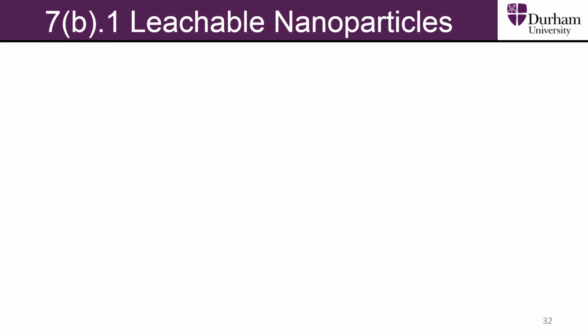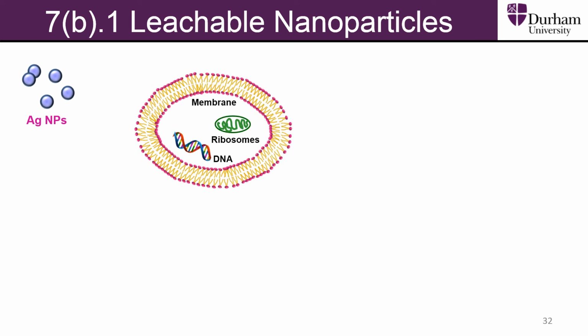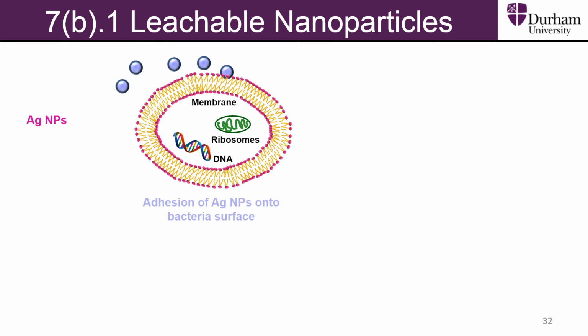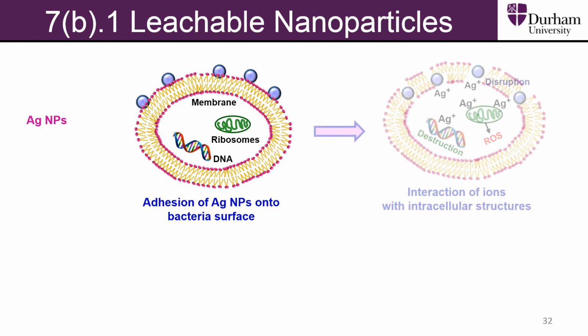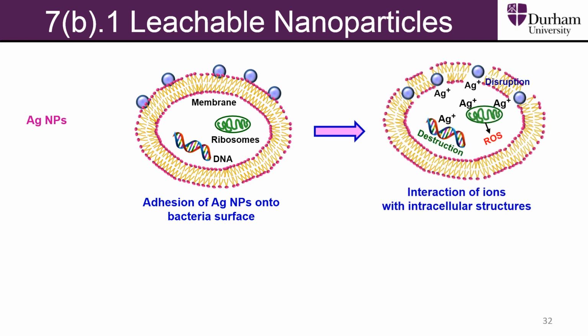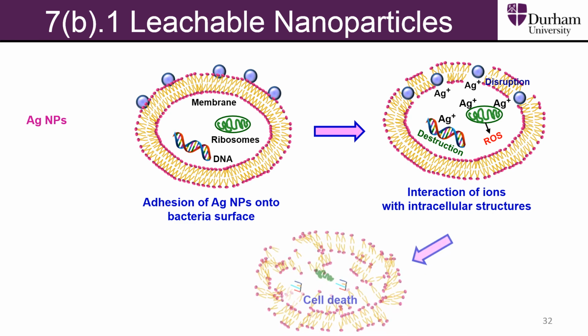This schematic indicates the mode of action of nanoparticles like silver or copper on bacteria. First, adhesion of silver nanoparticles takes place onto the surface of the bacteria cell wall. Then, the silver nanoparticles penetrate inside the cell and release silver ions, which damage intracellular structures such as ribosomes and biomolecules like proteins, lipids, and DNA. Next, they induce cellular toxicity by generating reactive oxygen species and free radicals. Finally, these actions promote bacteria cell death.